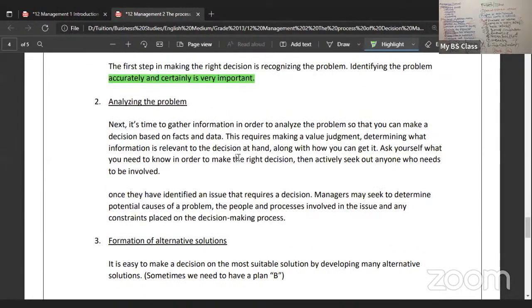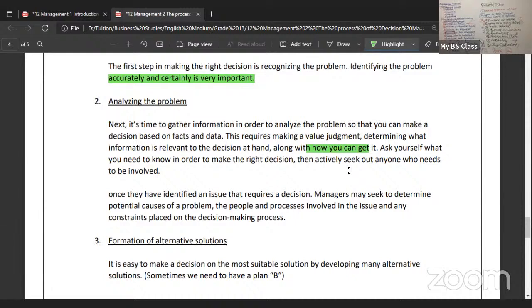Analyzing has a lot of detail given. Next, it's time to gather information in order to analyze the problem. So it requires making a value judgment, determining what information is relevant to the decision at hand, and how you can get it, and asking yourself what you need to know in order to make the right decision. Right? Actively seek out anyone who needs to be involved.